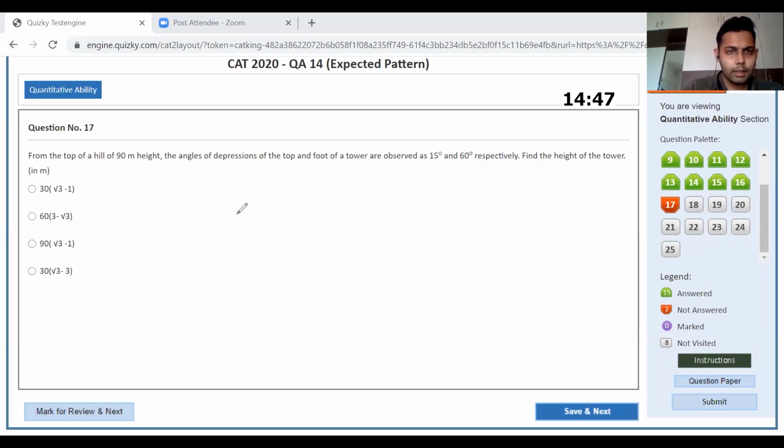Okay, top of a hill is 90. Depressions at top and foot of a tower. So this is 1. And this is 1.